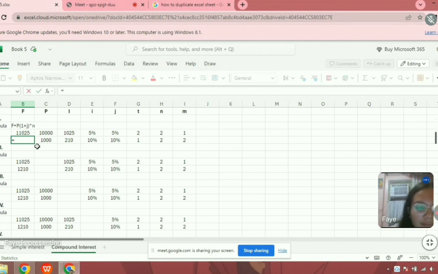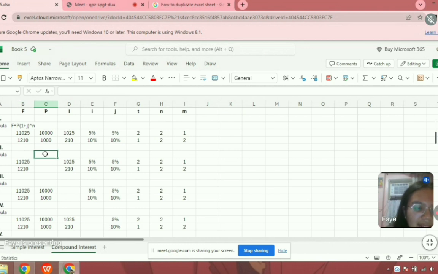Next, we have P as 1,000 multiplied by quantity 1 plus j raised to n. We'll get 1,210.